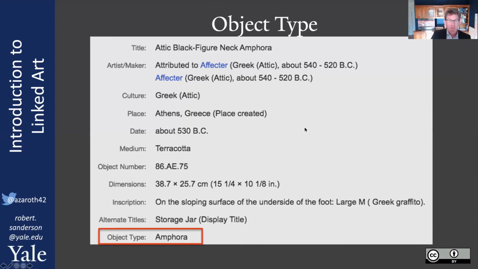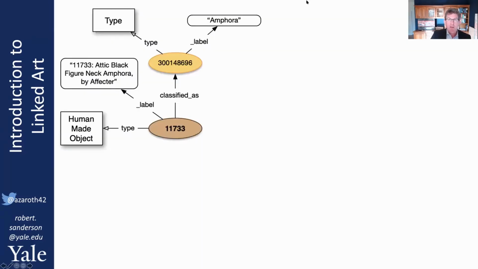So now we can add the object type, which is Amphora. And for this, we use the AAT. So this in the CRM terms is a type or a concept. It has a label, Amphora, and it has a URI, AAT 300148696. So this then adds this conceptual layer of vocabularies into the ontology layer.